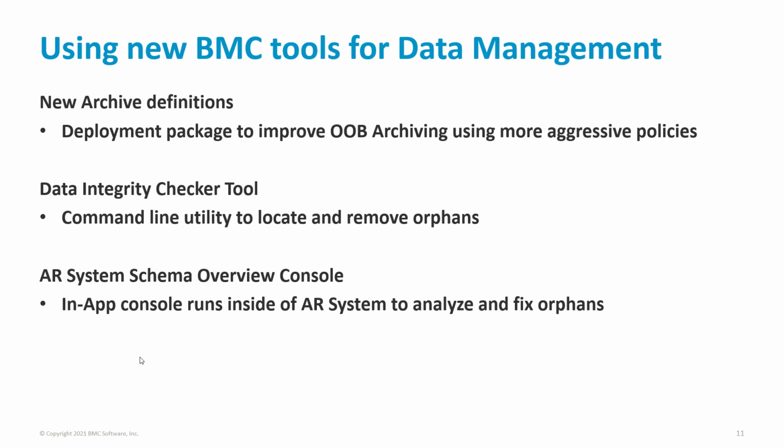So what is BMC doing to help you with data management? Well, we've come up with three solutions that are relatively new. One is we've provided new archive definitions based on customer feedback. We've worked with many customers looking at their archive policies and trying to figure out what they really need above and beyond what comes in the out-of-box package. And so we have created a deployment package that should help improve the out-of-box archiving. We've also created a data integrity checker tool. This is a command line utility to help identify and remove orphans.